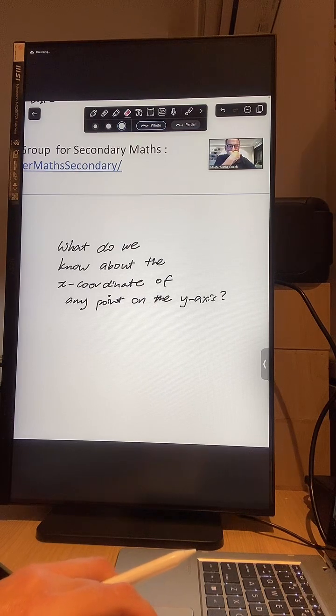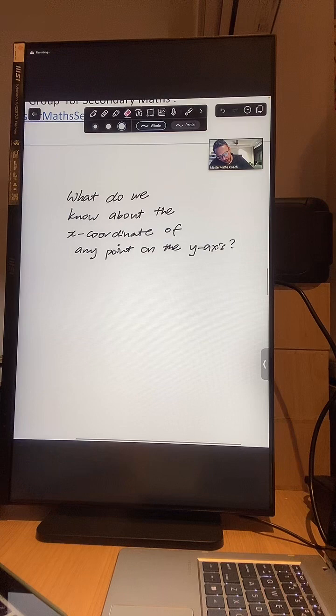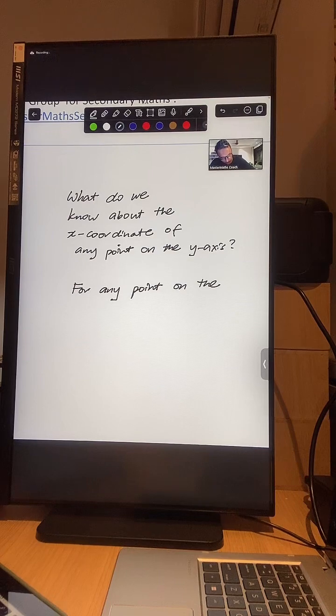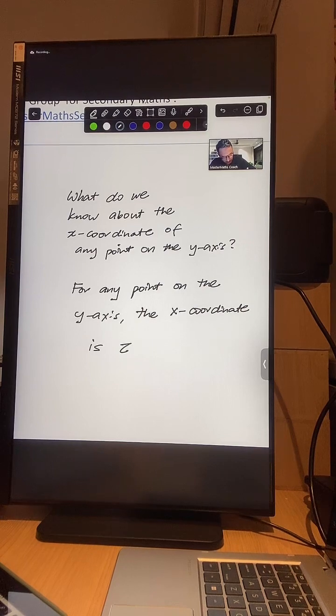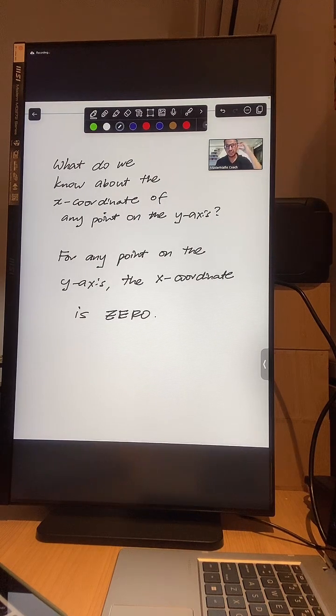Thank you. I got one answer here. I got one answer on TikTok. Okay, any point on the y-axis, the x-coordinate will be 0. Let me write that down. For any point on the y-axis, the x-coordinate is 0. Okay? Burn this into your brain. It's very important.